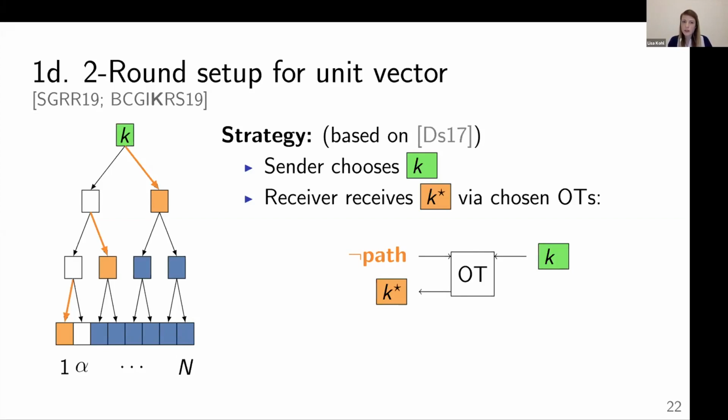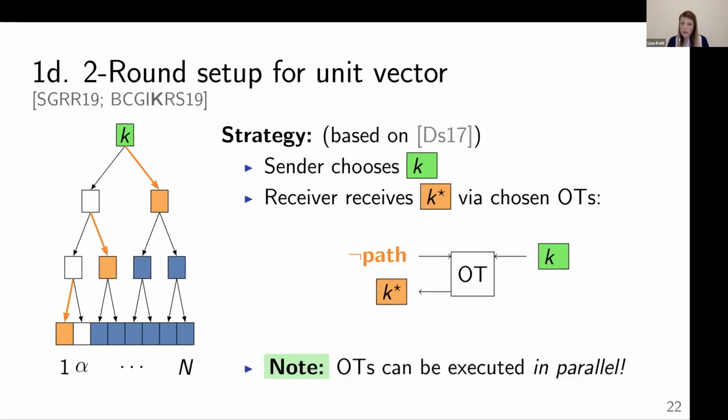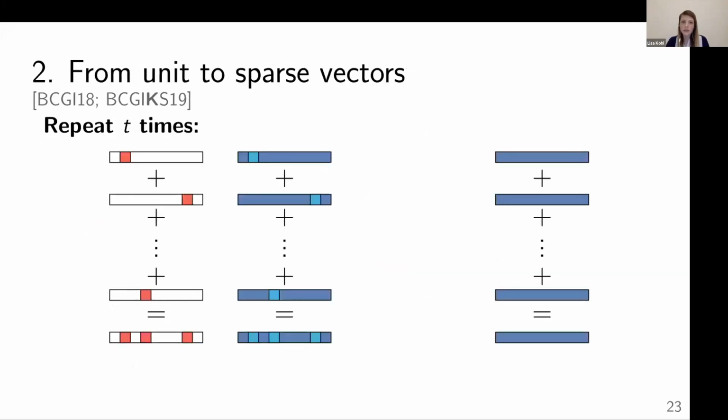Bob can, in the first level, easily just give the right and the left leaves. And in the next level, this is from Doerner and shelat, he can give the sum of the right leaves and the sum of the left leaves, and this is sufficient for Alice to compute what she needs. What is special about this is that these OTs can be executed in parallel, because Alice knows the path from the beginning and Bob knows the key from the beginning, so there's nothing adaptive, which you need for distributed point functions.